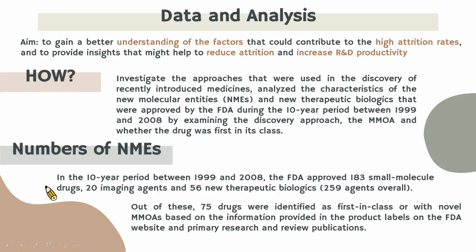In the 10-year period between 1999 and 2008, the FDA approved 183 small molecule drugs, 20 imaging agents, and 56 new therapeutic biologics. So it is 259 overall. Out of this, 75 drugs were identified as first in class or with novel MMOAs, based on the information provided in the product labels on the FDA website, and primary research also review publications.